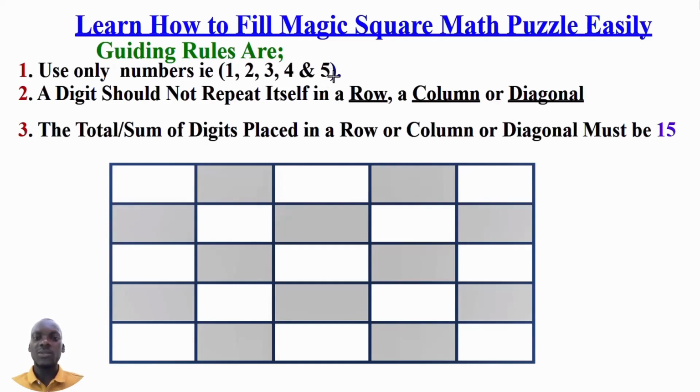We shall not proceed to 6. We shall just go back to 1. I repeat, after reaching 5, we shall not exceed 5. We shall just go back to 1. Repeat like that until all of the boxes in this magic square table are filled with these digits.